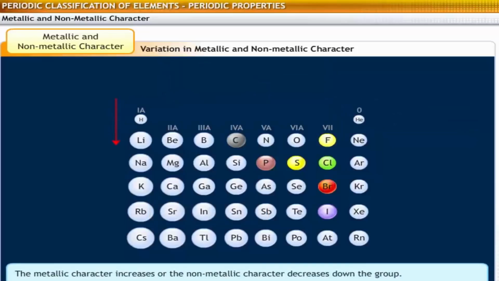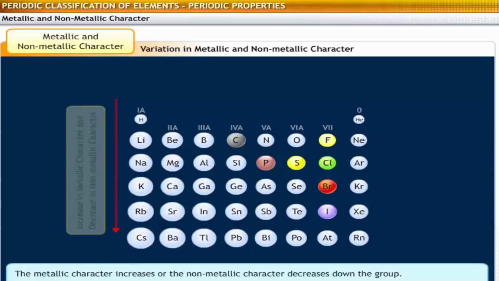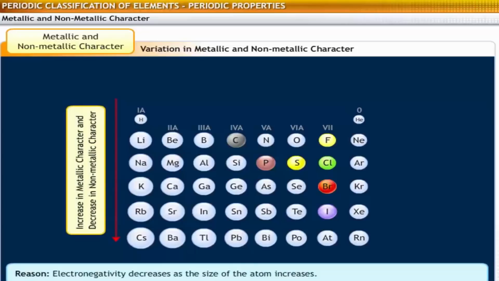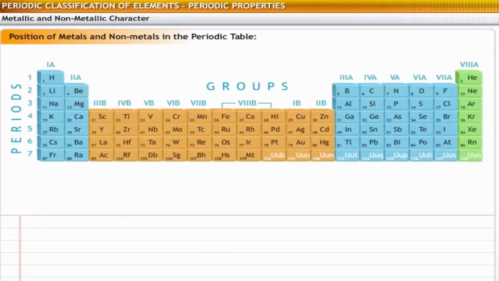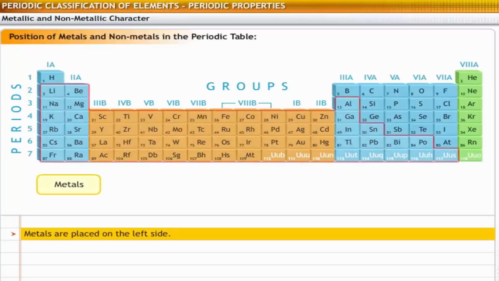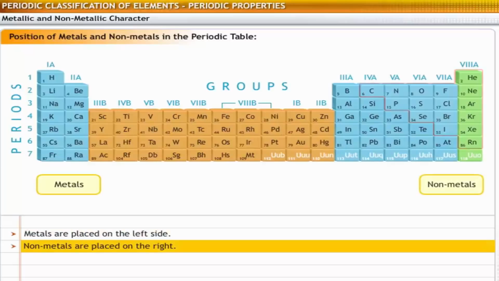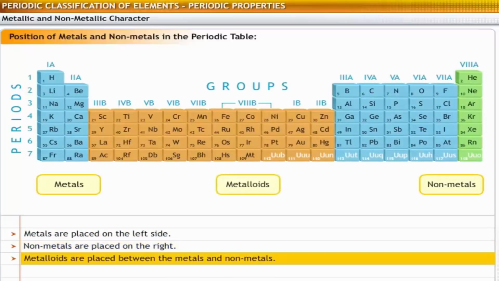Down the group, the metallic character increases or the non-metallic character decreases. This is because the increase in the atomic size decreases the electronegativity, which increases the metallic nature or decreases the non-metallic nature. From the trend, you can make out where the metals and non-metals should be positioned in the periodic table. Metals are placed on the left of the periodic table, non-metals are placed on the right side, and metalloids are placed between the metals and the non-metals.